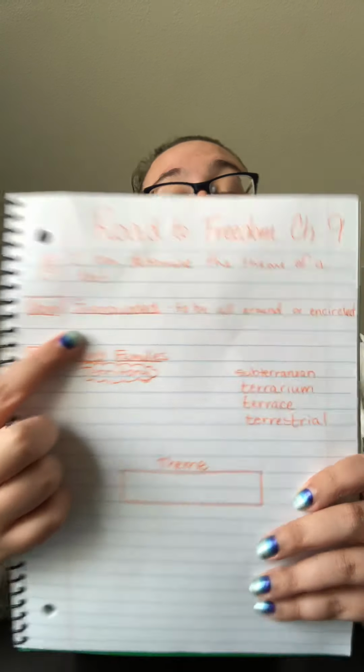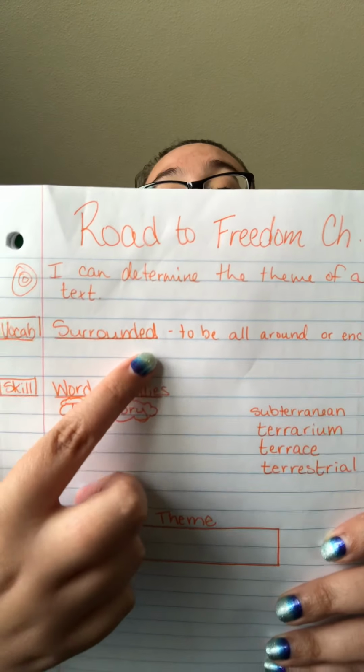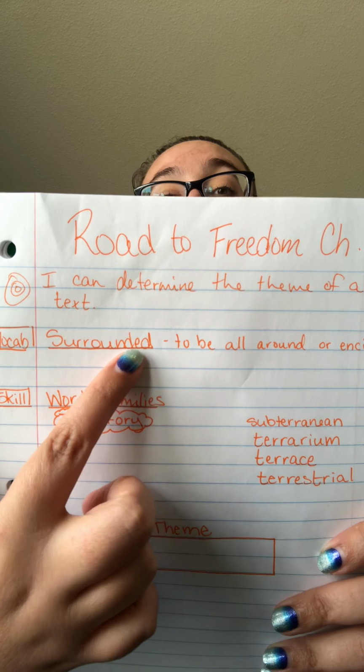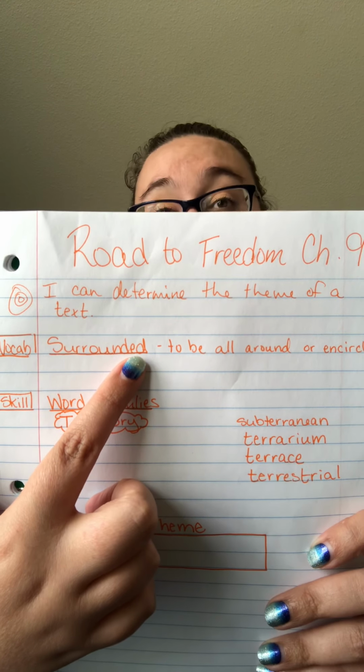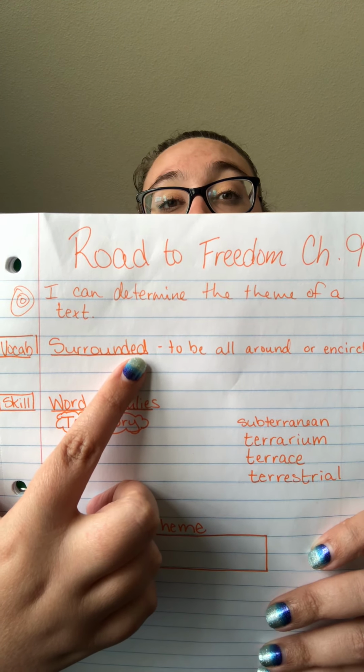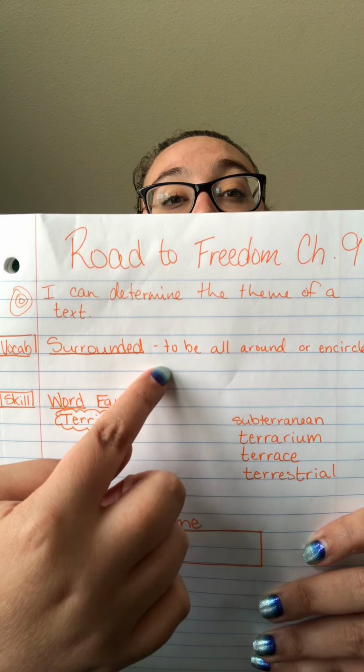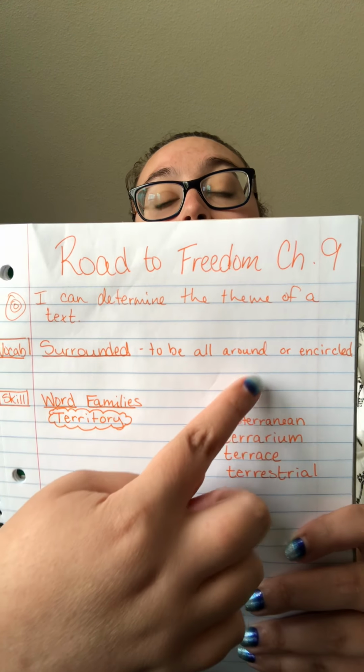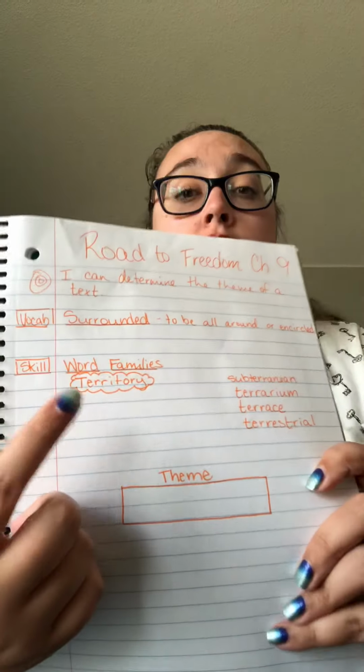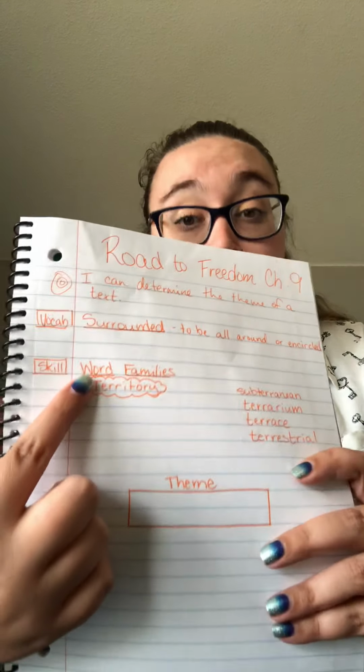Our vocabulary word is surrounded. You can see with this that the ed at the end makes it past tense. The definition of surrounded is to be all around or encircled. So when I think of being surrounded, I think of people being all around and almost feeling trapped because everyone's around you. Then we're going to continue our skill that we've been working on, which is word families.